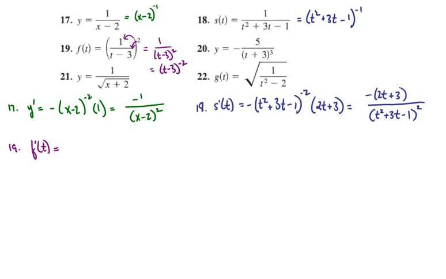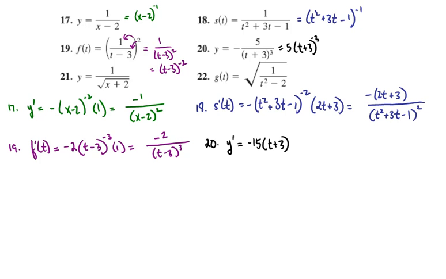So f prime of t will be equal to negative 2 times (t minus 3) to the negative third power times the derivative of t minus 3, which is just 1 again. And so you end up with negative 2 over (t minus 3) to the third power. For number 20, that can be rewritten as 5 times (t plus 3) to the negative third power. And the derivative would be y prime is equal to negative 15 times the quantity (t plus 3) to the negative fourth. Then the derivative of the inside is 1 again. And that will end up as negative 15 over (t plus 3) to the fourth power.